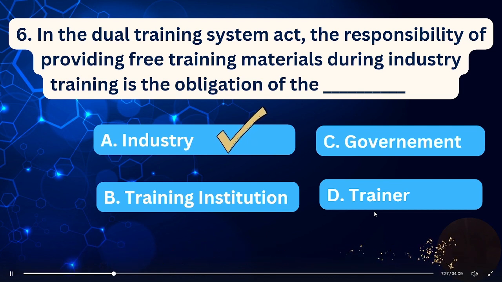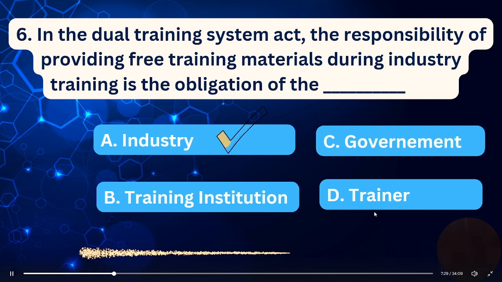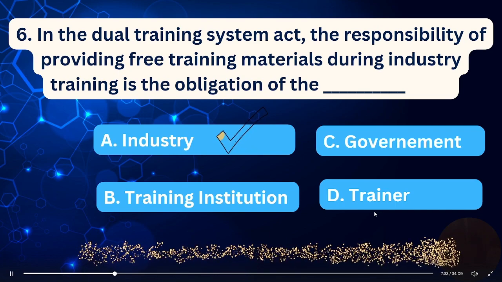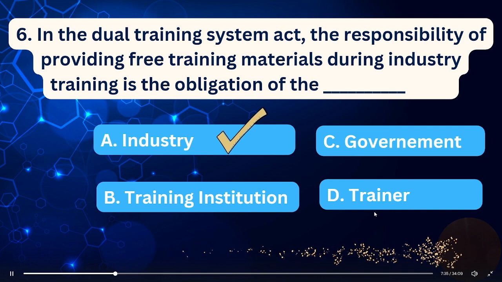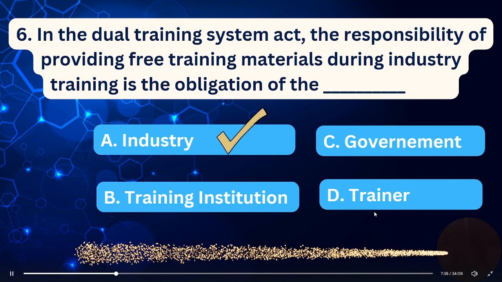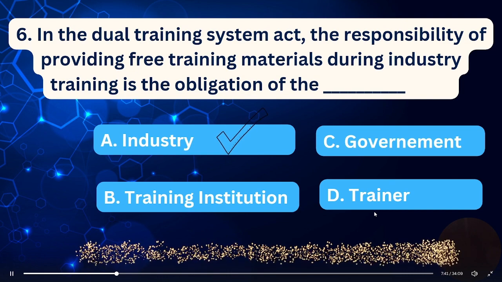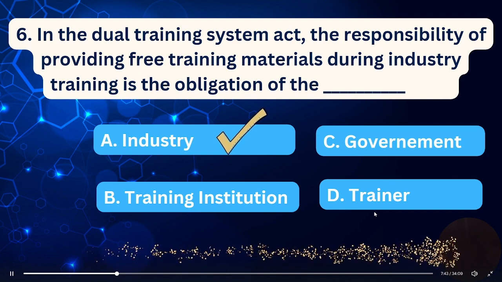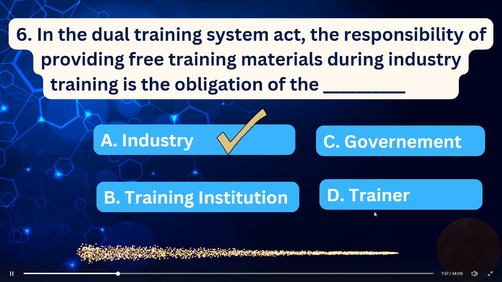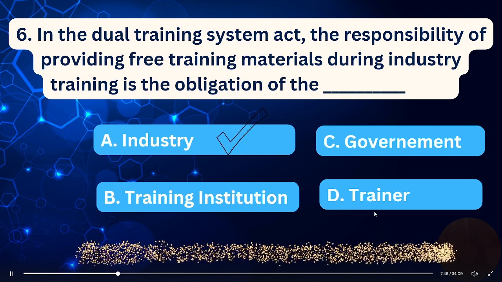The Dual Training System Act is a training modality that combines theoretical and practical training. It is called dual training because learning takes place alternately in two venues, the school or the training center, and the company or workshop. It is also one of the training modalities under TESDA Enterprise-Based Training or EBT.